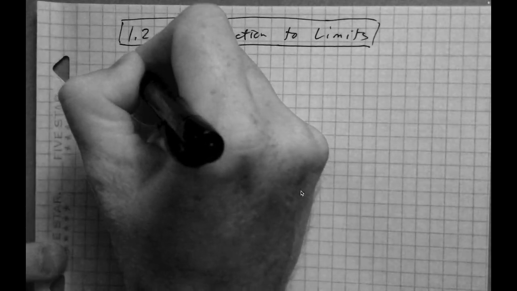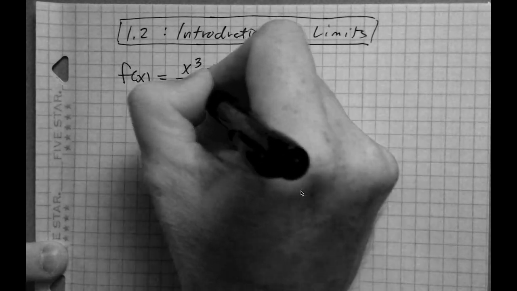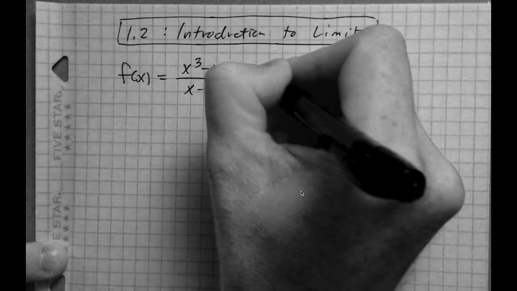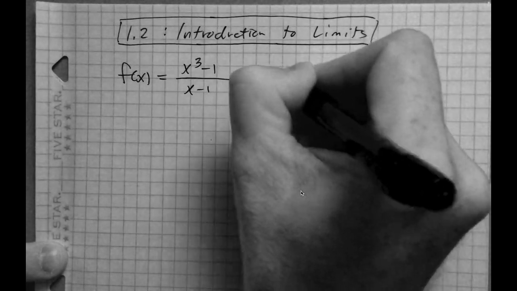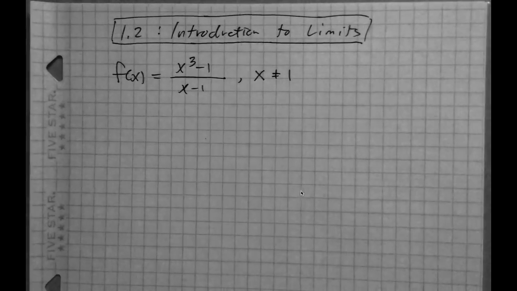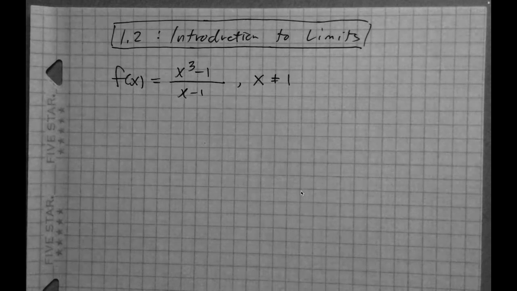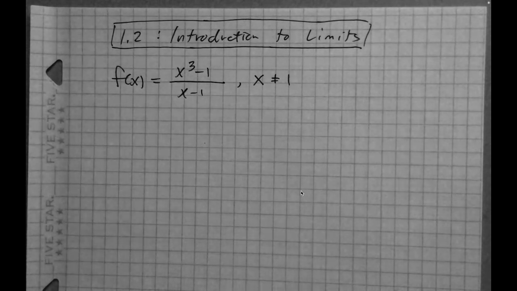Let's consider the function f of x equals x cubed minus 1 divided by x minus 1, and then of course we should note here that this is not defined at the value of x equals 1. So this is only defined where x is not equal to 1. The domain of f here would be all real numbers except for the value of 1.